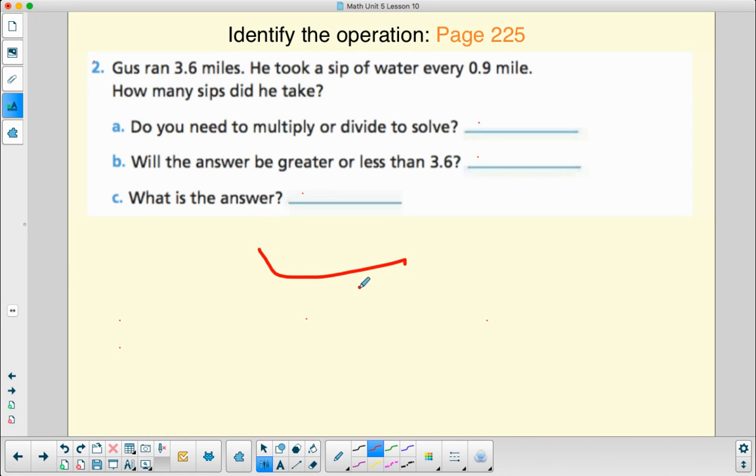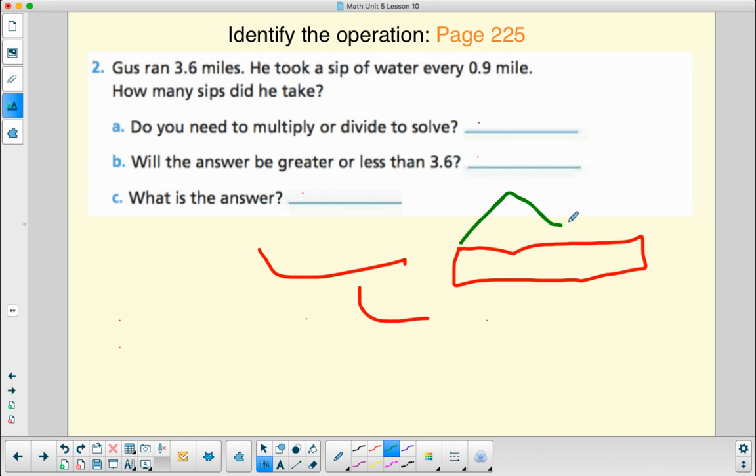Oh, whoa, that was terrible, Mr. Springer. Let's redraw it. My mouse isn't working. So let's redraw it. So if that is the total distance of 3 6/10 miles, and I'm going to put it into equal groups of 9/10, and I want to know how many 9/10 are in there.